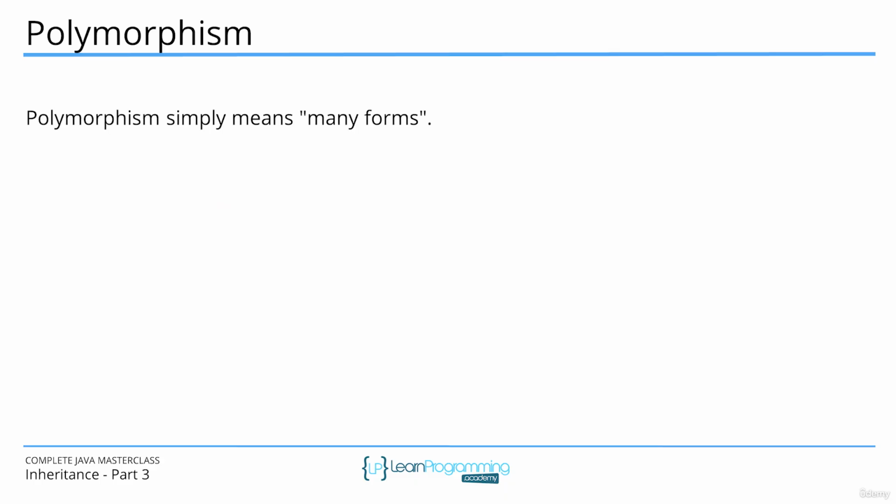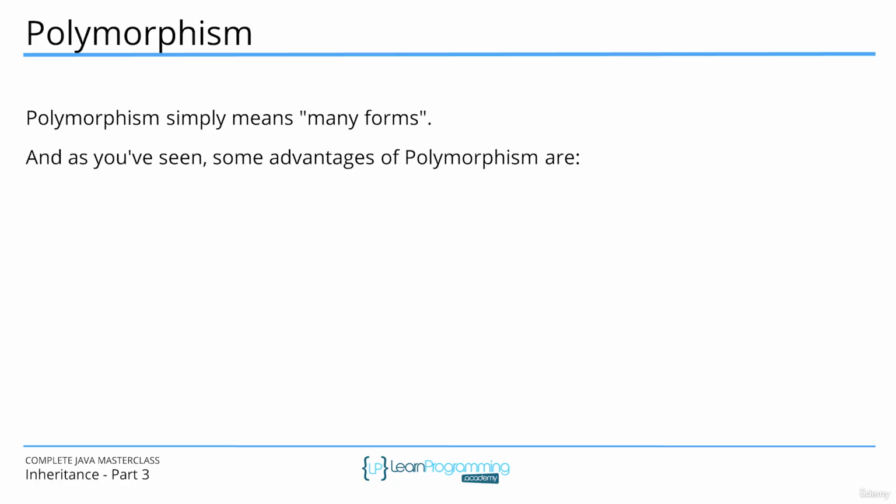Polymorphism simply means many forms. In this video, I showed that animal can take multiple forms, the base class animal, or a dog, or a fish. And as you've seen, some advantages of polymorphism are it makes code simpler. We can write code once using the base class or superclass, as I did with my doAnimalStuff method. I wrote that code without ever having to know about subclass types. I didn't have to write code to check the type of the object and then decide what method to call. Java did all that at runtime.